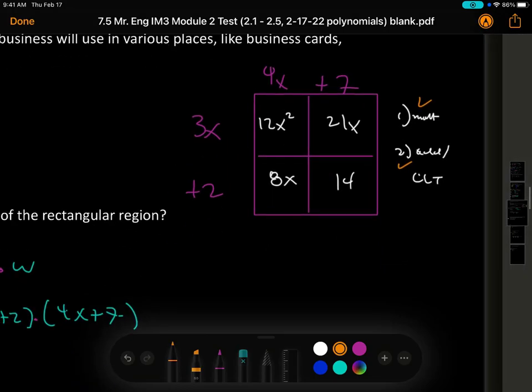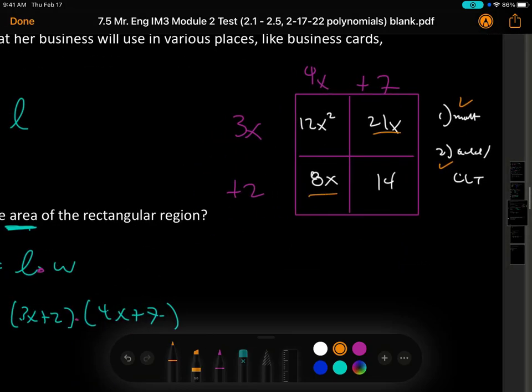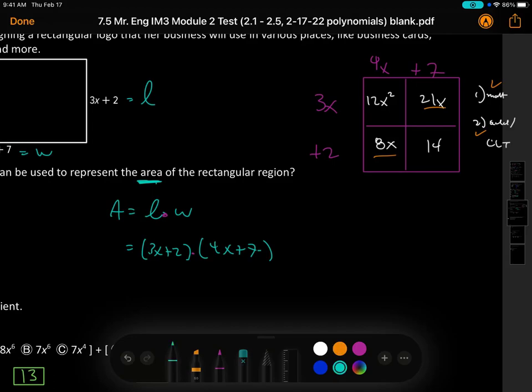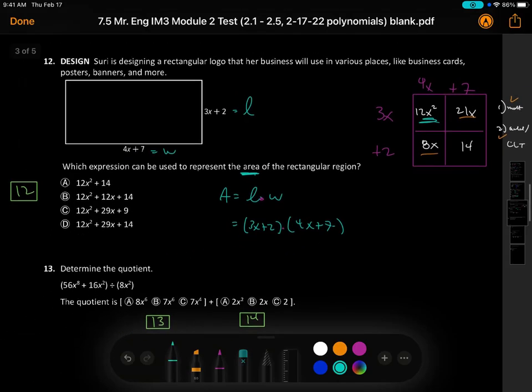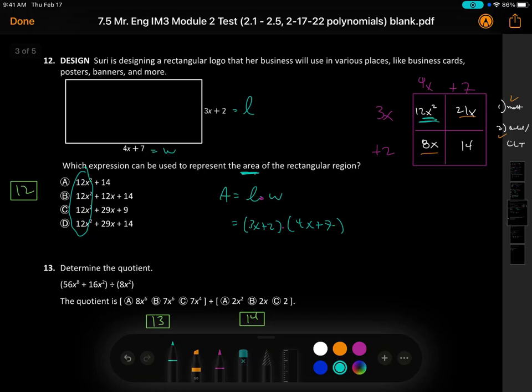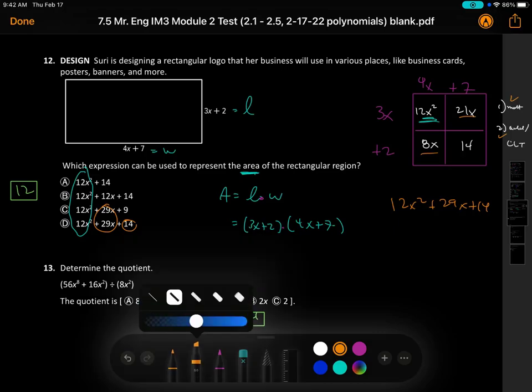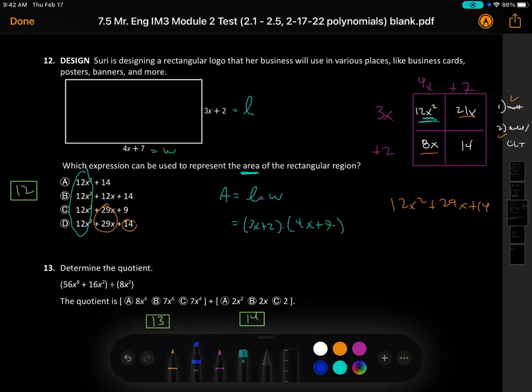So we've multiplied. Let's now add. I'm going to add these two together. So that'll give me, let's double check, 12x squared. Okay, I have all those there. Then if I combine like terms, I get 29x plus 14. That means it's only going to be this one. Response number 12 is D.